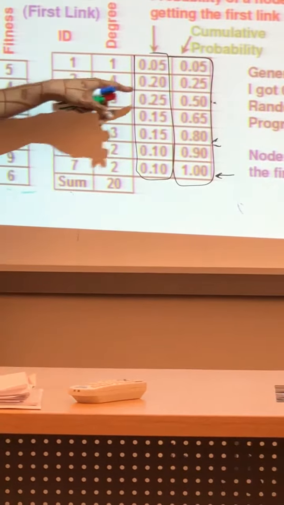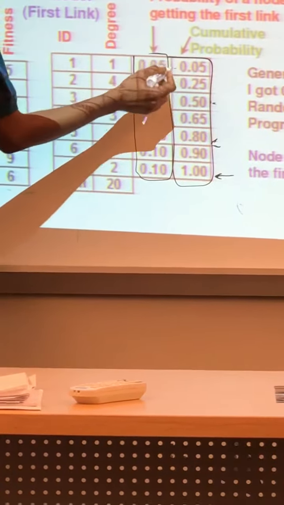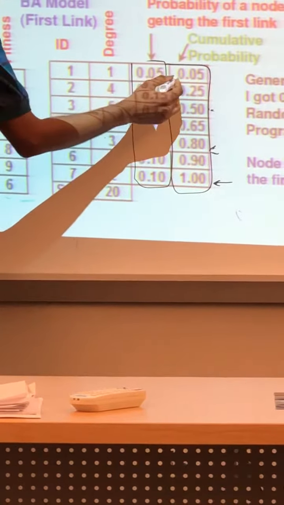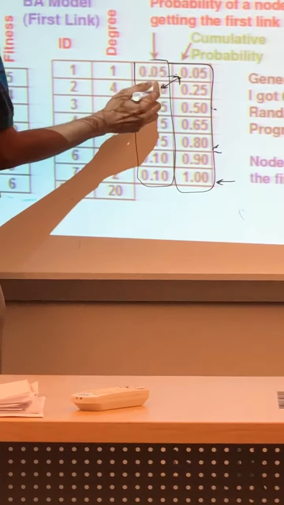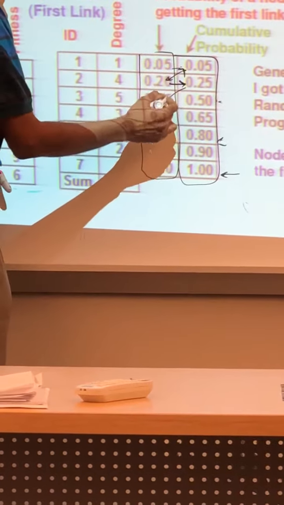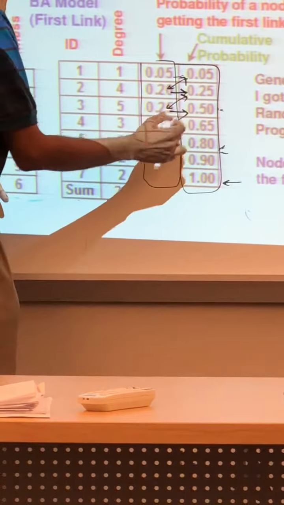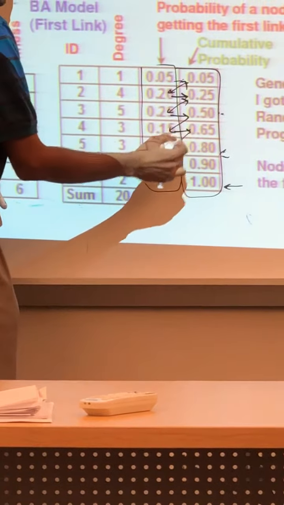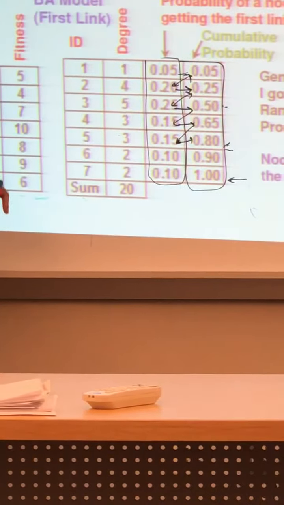So again, how to get the cumulative probability? The first node is the same. Then add up like this. So 0.05 plus 0.20 will be 0.25. Then add these 2 should get this, then add these two should get this, then add this with this should get this, and so on.